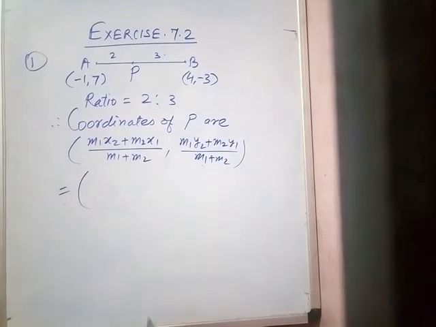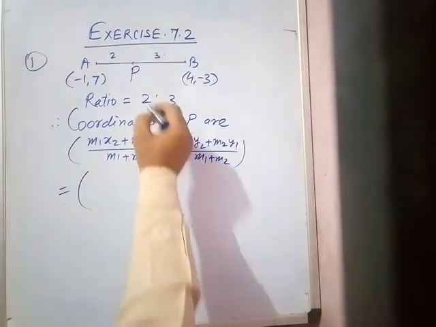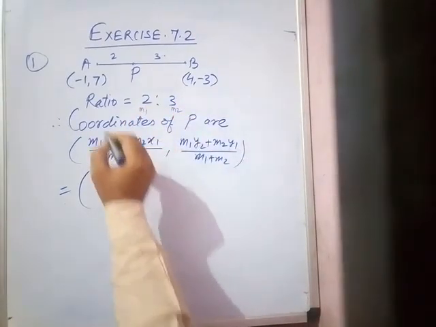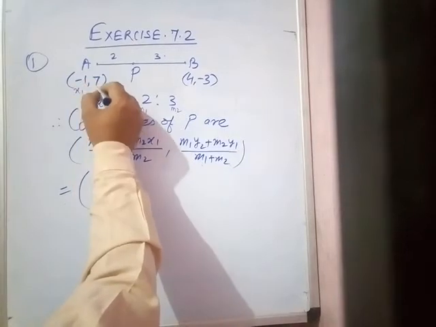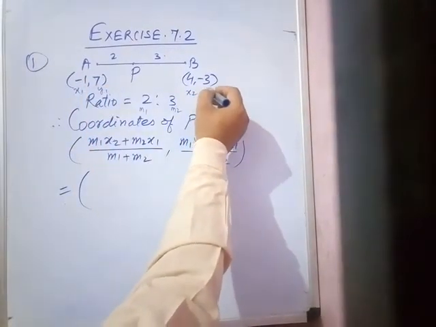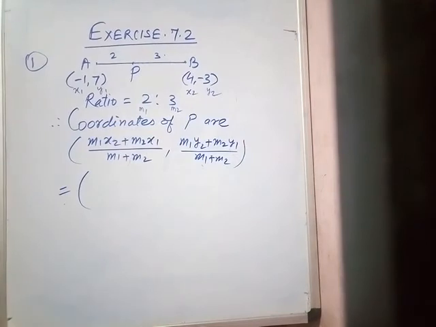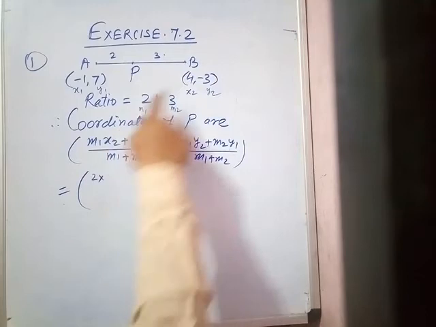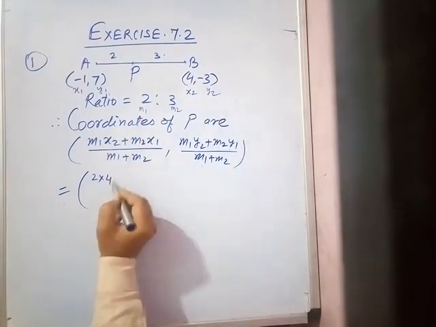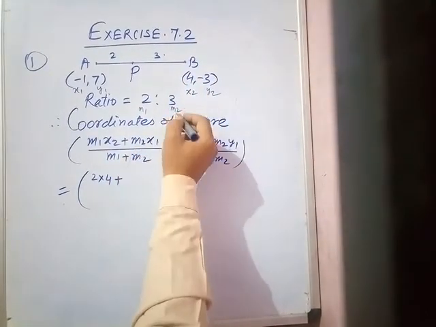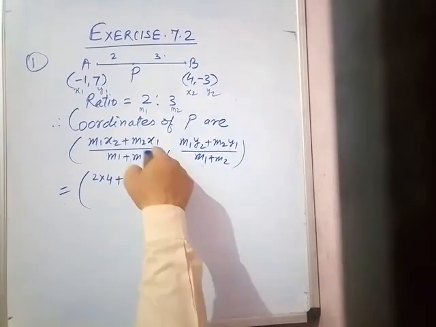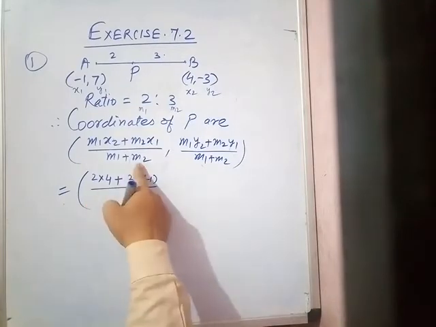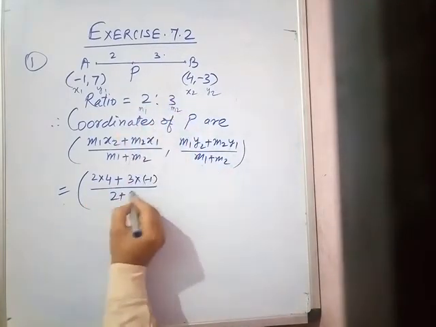So now put the values here. m1 is 2, m2 is 3. These are x1, y1 and x2, y2. So m1, that is 2, into x2, that is 4, plus m2, that is 3, into x1, that is minus 1, upon m1 plus m2, that is 2 plus 3.